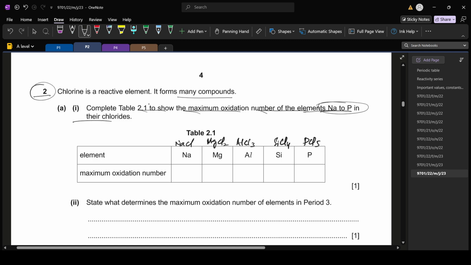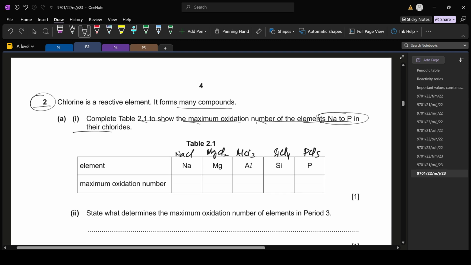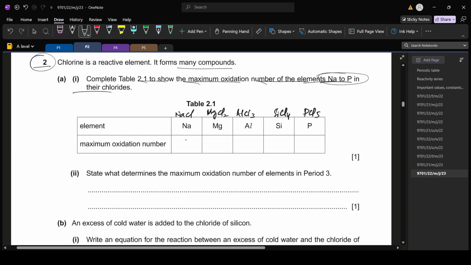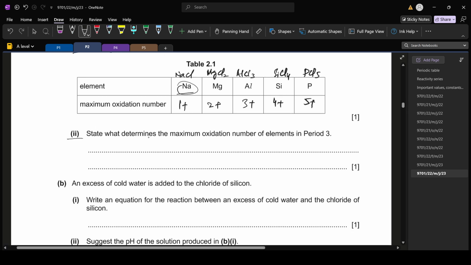Now complete the table to show the maximum oxidation number of the elements. The oxidation state of sodium in sodium chloride is +1, for magnesium it's +2, for aluminum it's +3, for silicon it's +4, and for phosphorus it's +5. So these are your maximum oxidation numbers. Now state what determines the maximum oxidation number of an element in period 3. The number of outer shell electrons determines the maximum oxidation number.